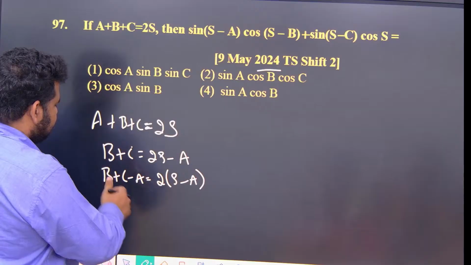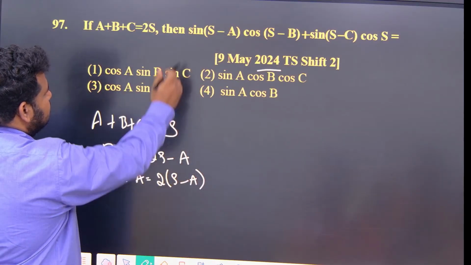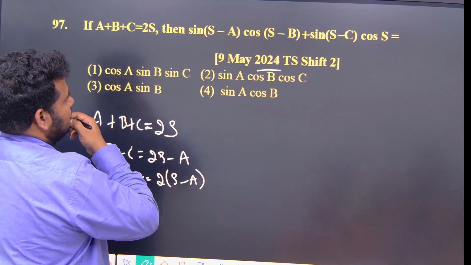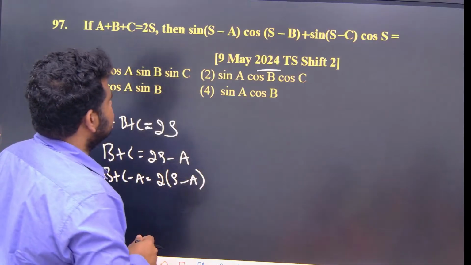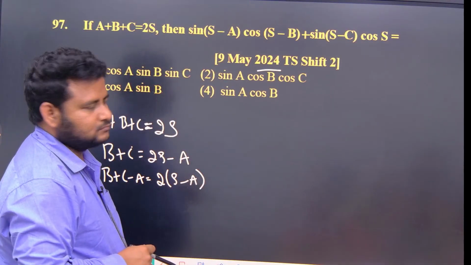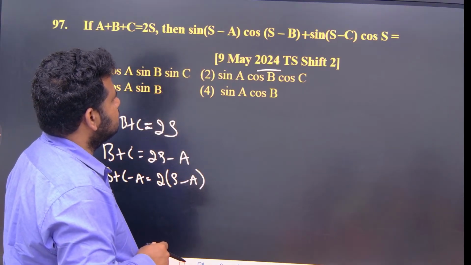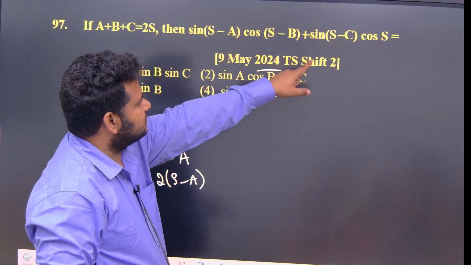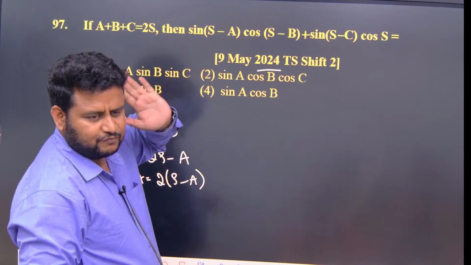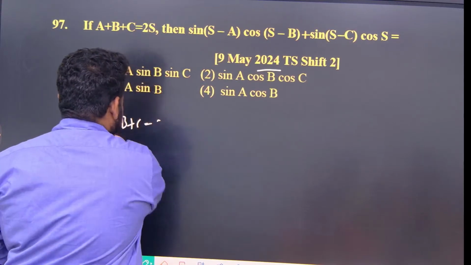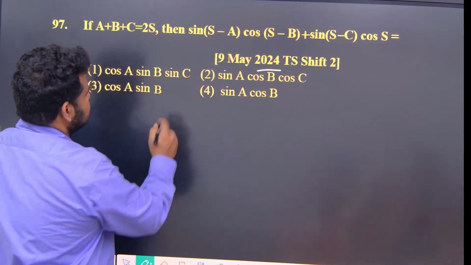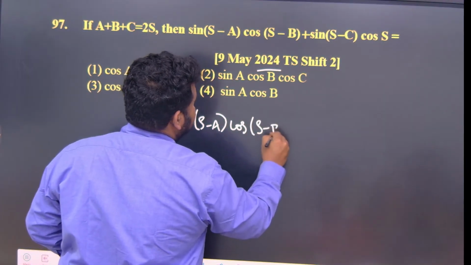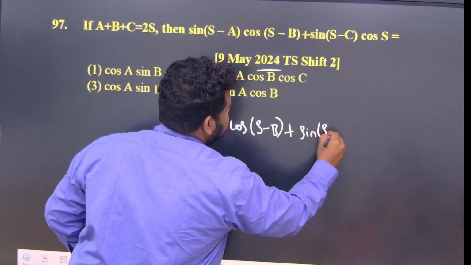Now, s minus a value we want. Now, sin of s minus a is there, cos of s minus b is there, and sin of s minus a, cos s is there. But before that, what we will do is, sin of a minus b is what? So let us take this, sin a cos b, sin c cos d. Let us divide and multiply by 2 first. Let us take this: sin of s minus a cos of s minus b plus sin of s minus c into cos of s.